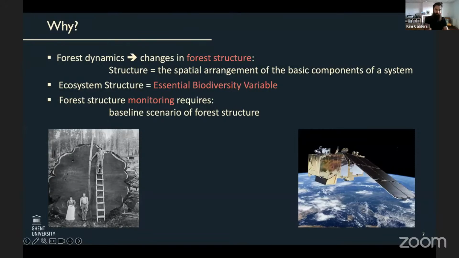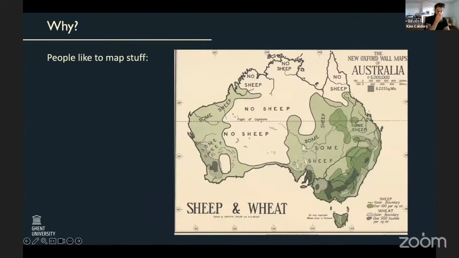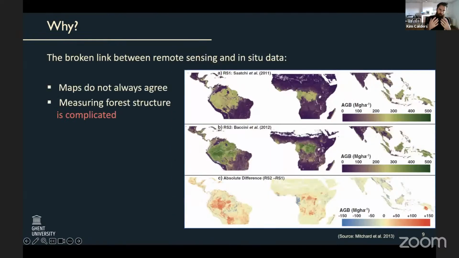And if you combine them both, you can make maps. And people have always liked to map stuff. I like this map a lot, especially when I give a presentation in Australia. So this is the sheep and wheat map in Australia. So people always had a very keen interest in making maps of where items, or here sheep, are located in space. But if we bring this back to vegetation, I want to show you this example.